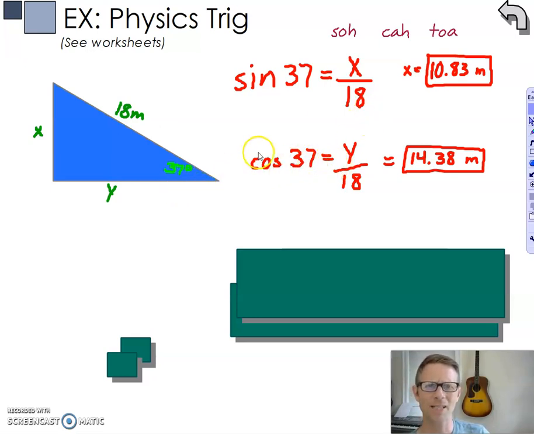Cosine of 37, why? Because this side, when I look at this, as it's related to the 37-degree angle, is adjacent to the 37-degree angle. This is still the hypotenuse. That's always going to be the hypotenuse, regardless of how it's in relation to this 37-degree angle. So the cosine of 37 is some ratio, which we know, and that's equal to adjacent over hypotenuse, y over 18. Do a little bit of algebra, literally plug in cosine of 37 on your calculator. You're going to get some form of a decimal, multiply that by 18, do the algebra, you get 14.38 meters. Don't forget units in every answer in physics.